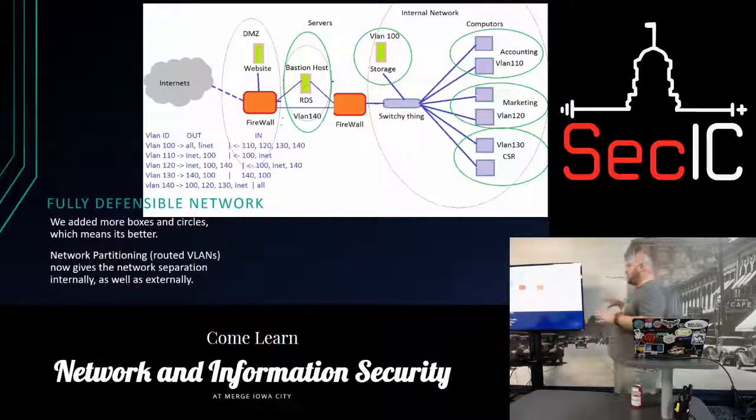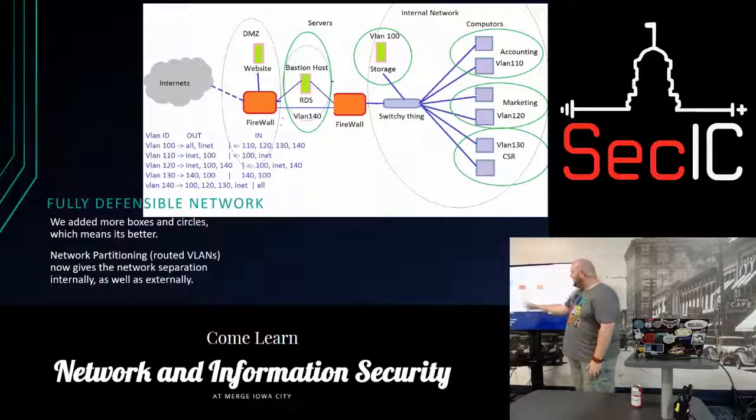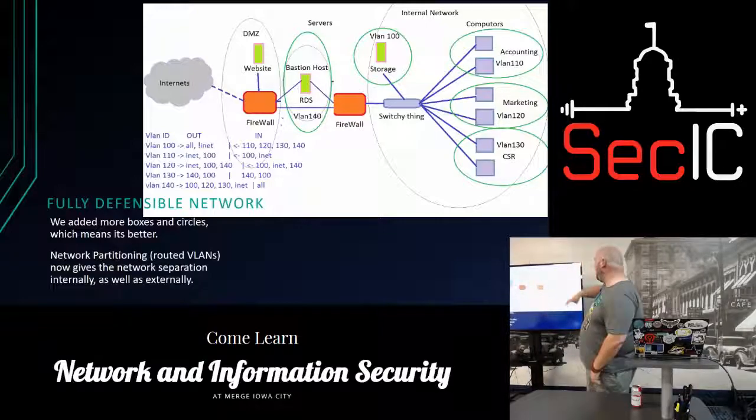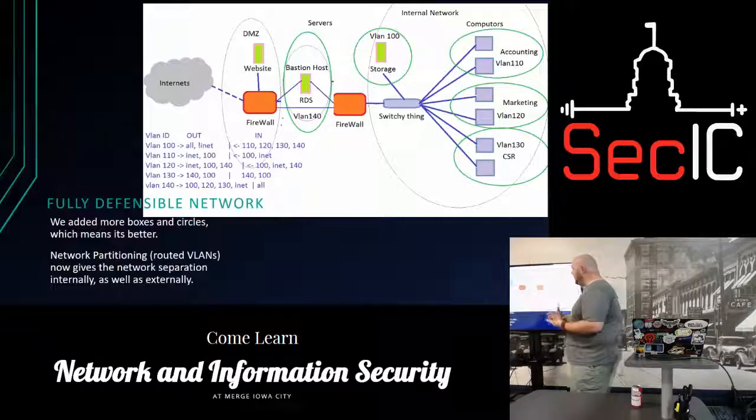And then this would be throwing the VLANs back in there, getting the VLAN routing, and getting everything really tightened up. There it is. So you don't necessarily have to go through the bastion host. But again, we have VLAN 100, VLAN 110, 120, 130 for marketing, CSRs, and so on, and the website on the DMZ. So this is layering both of those together for that real defense in depth networking that the CISSP will train you on.